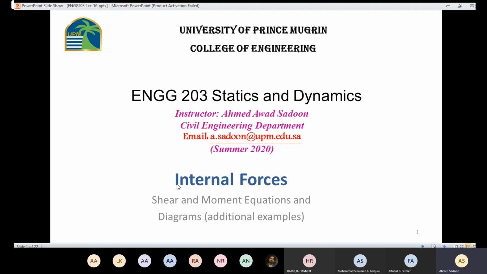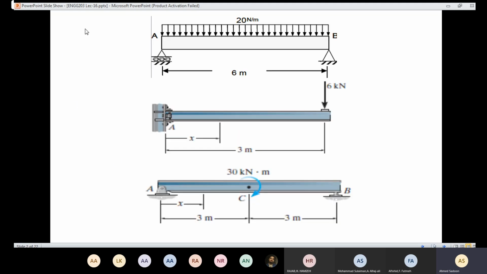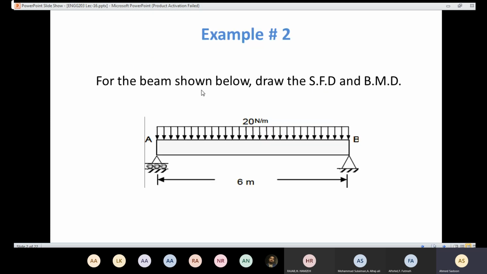Last time, we've got only one example. Today, we are going to solve 3 examples. So here is example 1, and here is example 2, and here is example 3. So we're going to start with that one here.